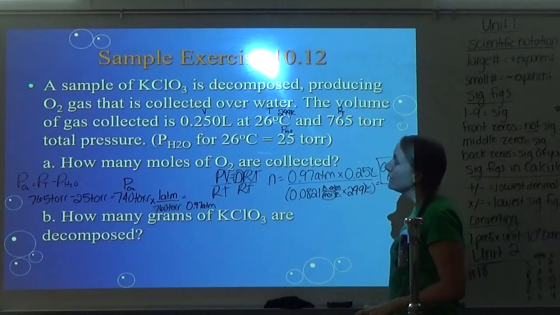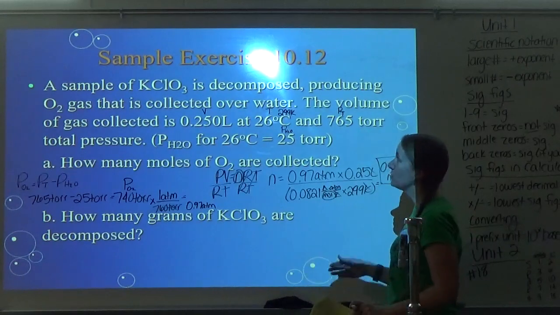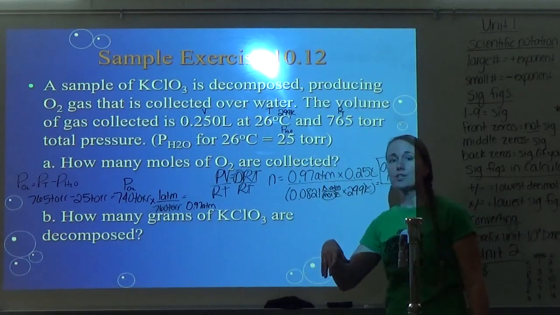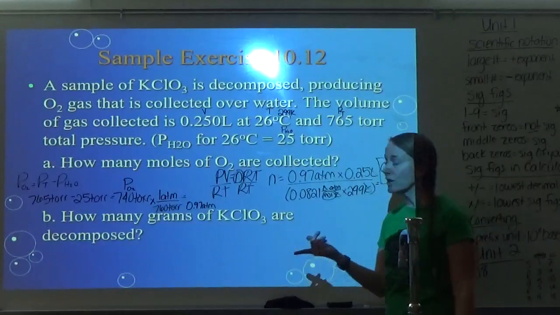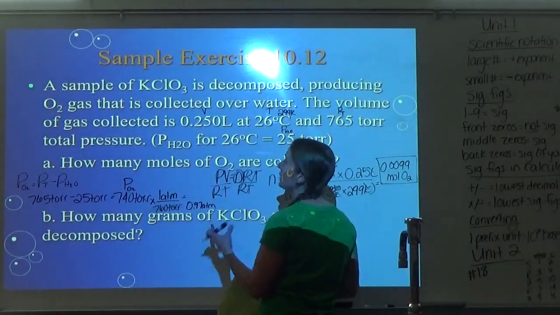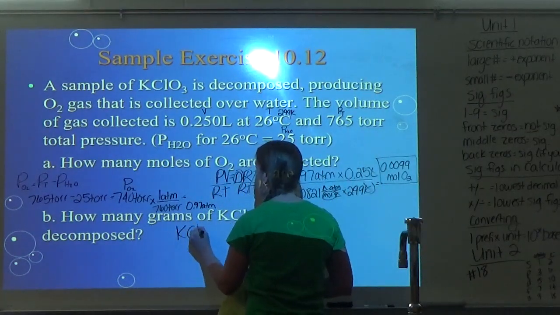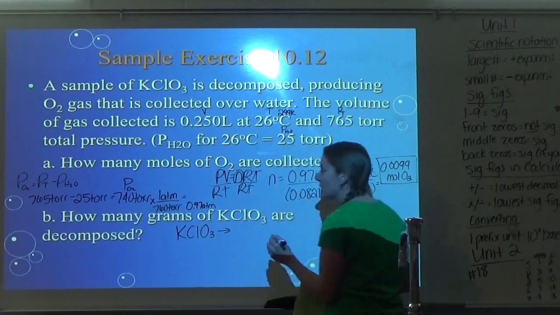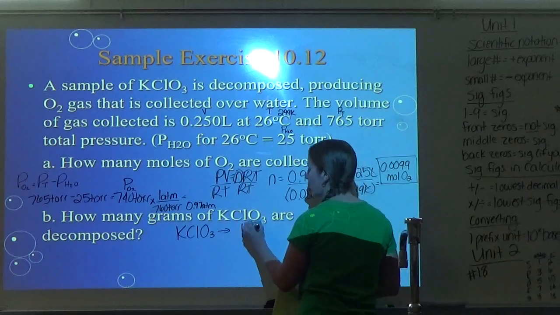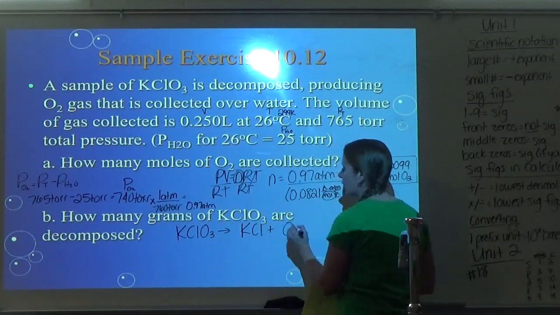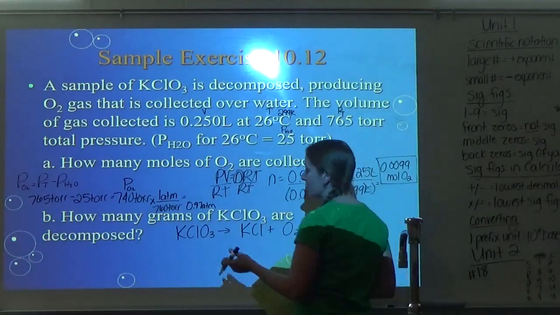Then it says how many grams of KClO3 are decomposed. So this is where I would need to do a stoichiometry question, because whenever you go from one substance to another, you're going to have to do stoichiometry. So we need to write our reaction first, because notice they didn't tell me the reaction here. We know we have KClO3, and we know it's decomposing. We know we're getting oxygen, so in other words, the oxygen is separating. So we're going to have KCl and O2. So it's just decomposition.